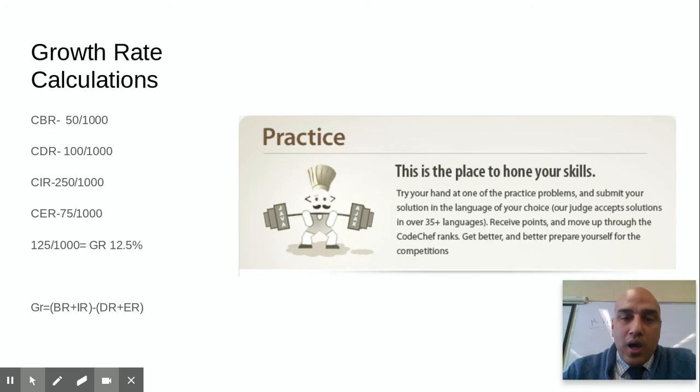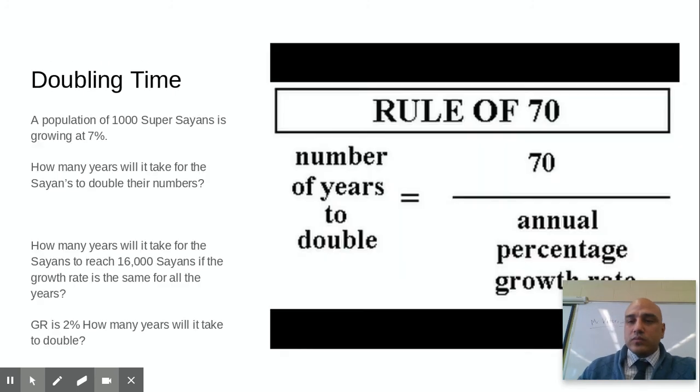So I need you to be able to solve problems. Particularly, our test will have a growth rate solving problem. So I'm going to give you the crude numbers. You're going to have to generate it and come up with a percentage. So please make a note of that so you can do well on your exam.